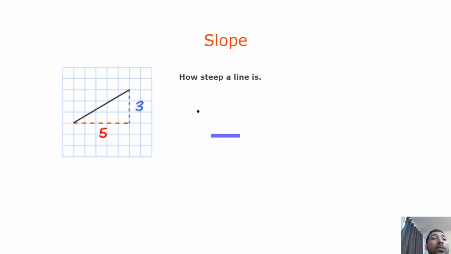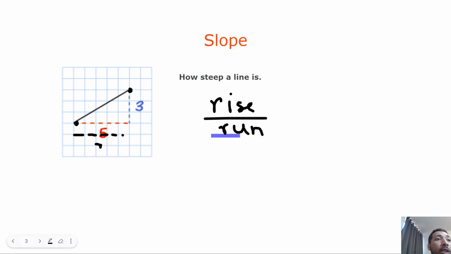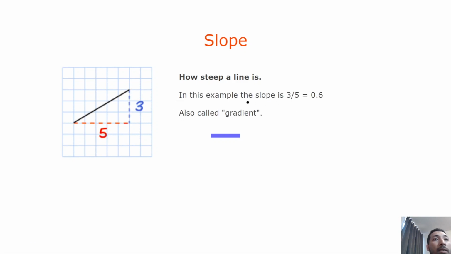For any line, to find the slope, we basically do rise over run. Over here, we mark the endpoints, and we see that as we move from left to the right, we count 1, 2, 3, 4, 5. This portion is called the run, and we count how many units we go up, which is called the rise. So this rise over run is the slope. Over here, the slope is 3 over 5, which is 0.6. Now, another name for this slope is called the gradient. So keep that in mind going forward.